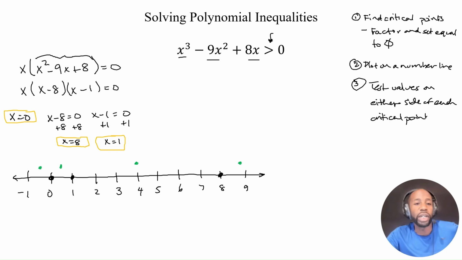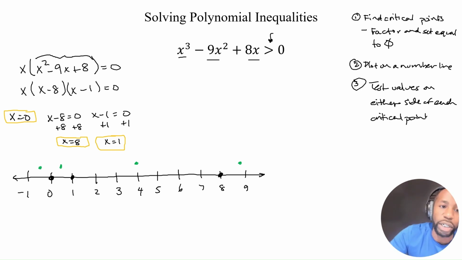Because the goal is we want to see, on either side of each critical point, what actually satisfies the polynomial. It'll make more sense when we do it. We want to see where this is positive and negative. Wherever this is positive, then that will mean that it satisfies the inequality because we're saying x cubed minus 9x squared plus 8x greater than 0. If it's negative, then it's a value for x such that makes the polynomial less than 0.